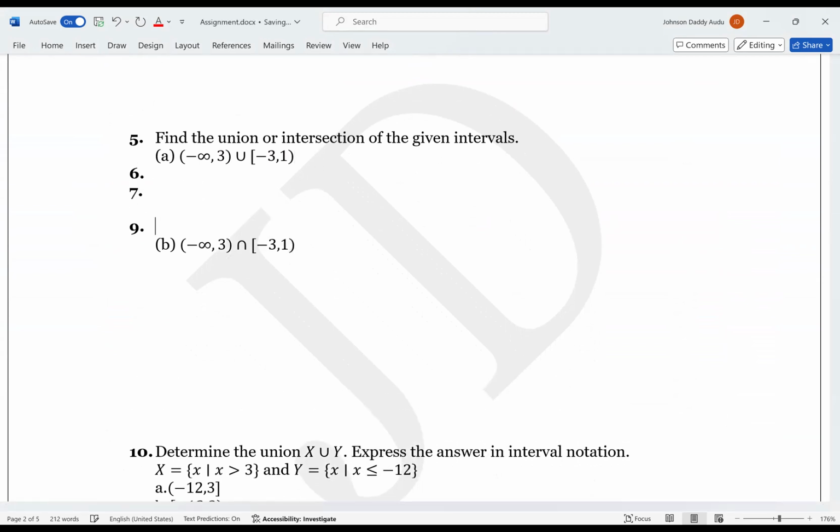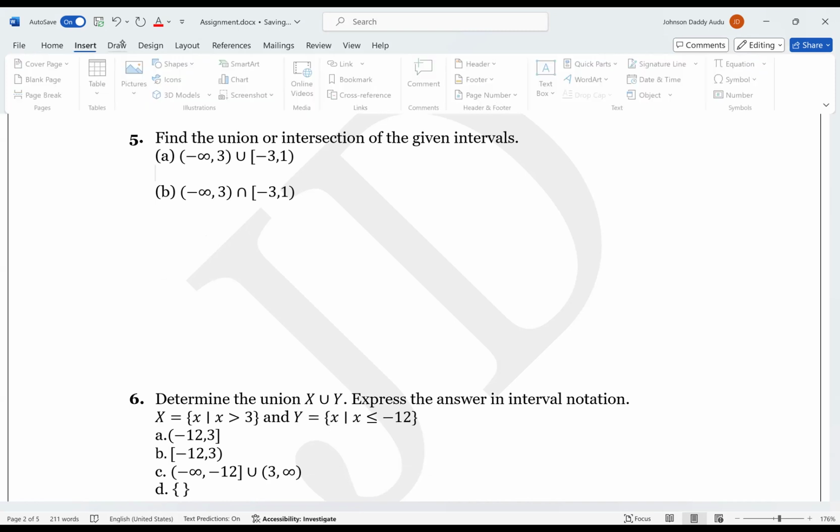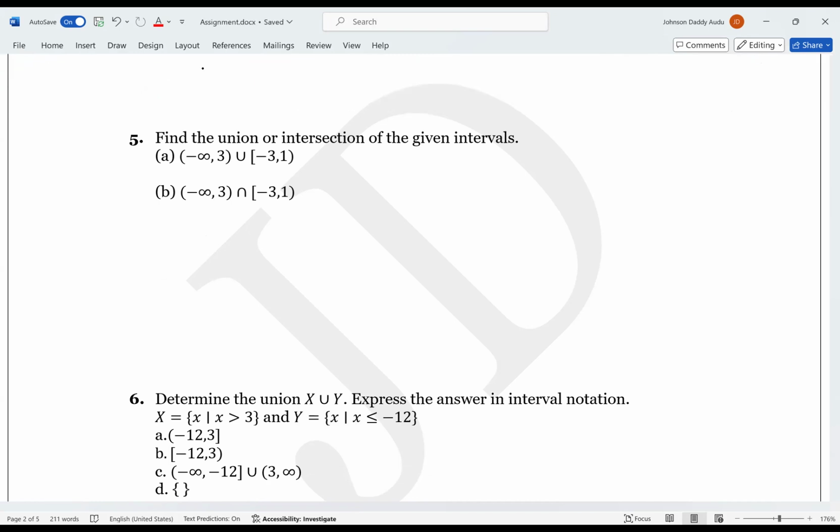So what do we have? We have from minus infinity to 3, and we want to find the union between these two sets, right? So what can we do? To answer this type of question, we need to draw our lines. So we will have the number line. Now, what numbers do we have here? We have minus 3. So we can say this is 0. And then we have minus 3, we have 1, and then we have also 3.